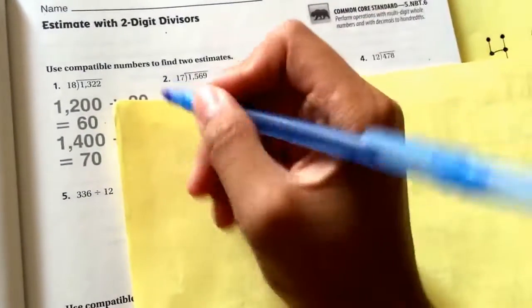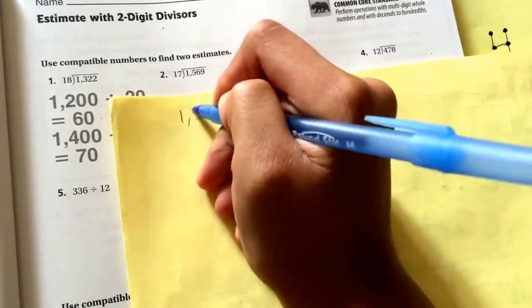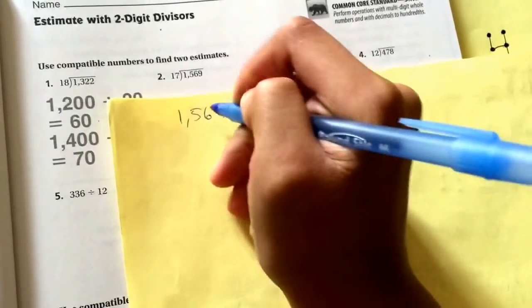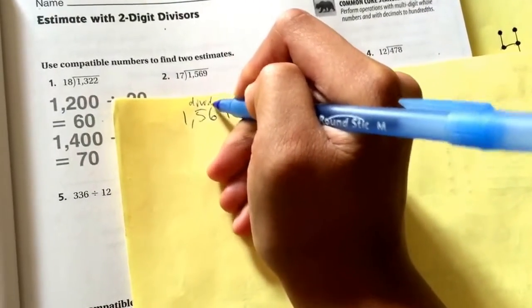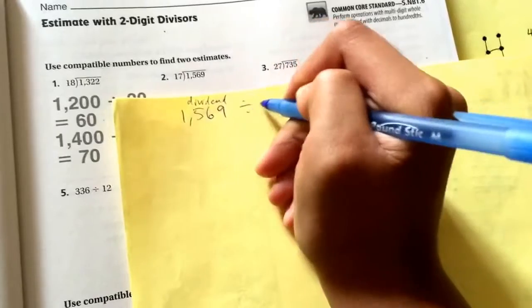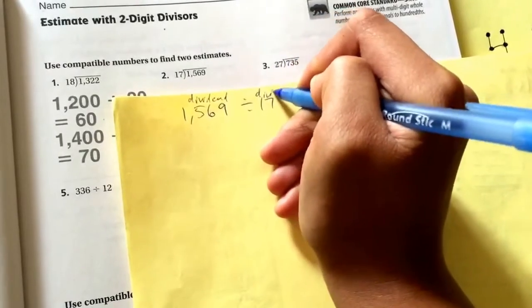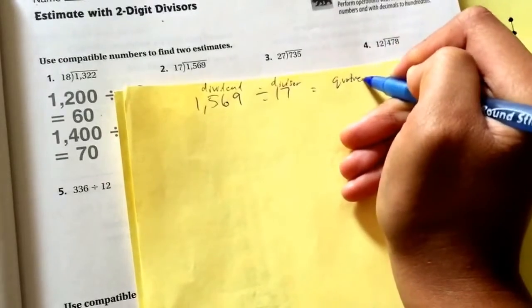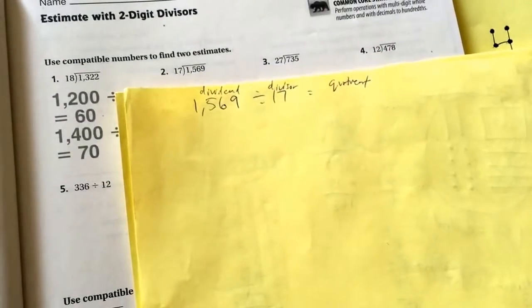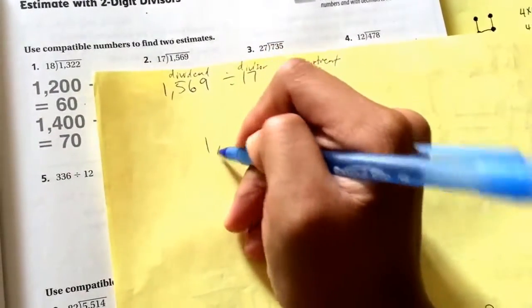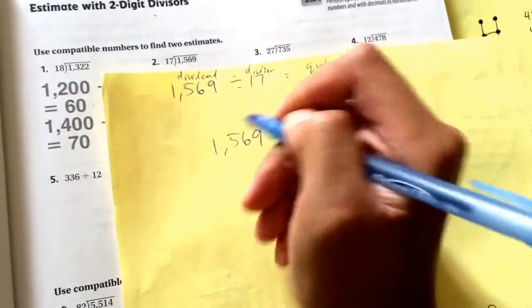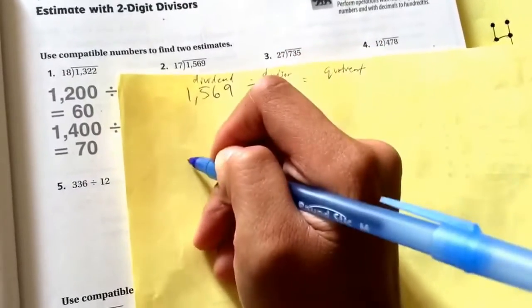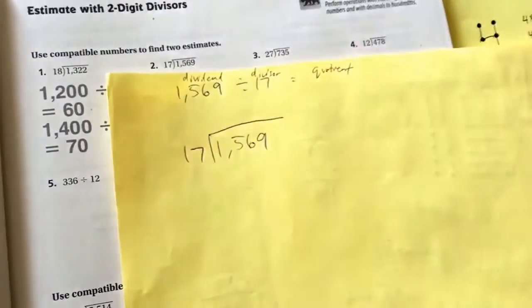All right, let's try number 2. 1,569 is your dividend. 17 is your divisor. And this is your quotient. So 1,569 is your dividend, that goes inside the house. 17 is your divisor, that goes outside.